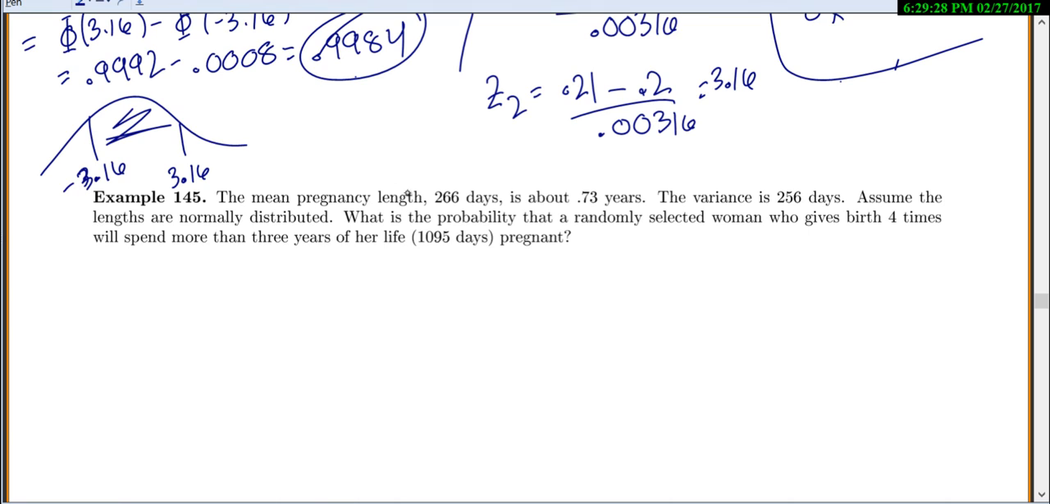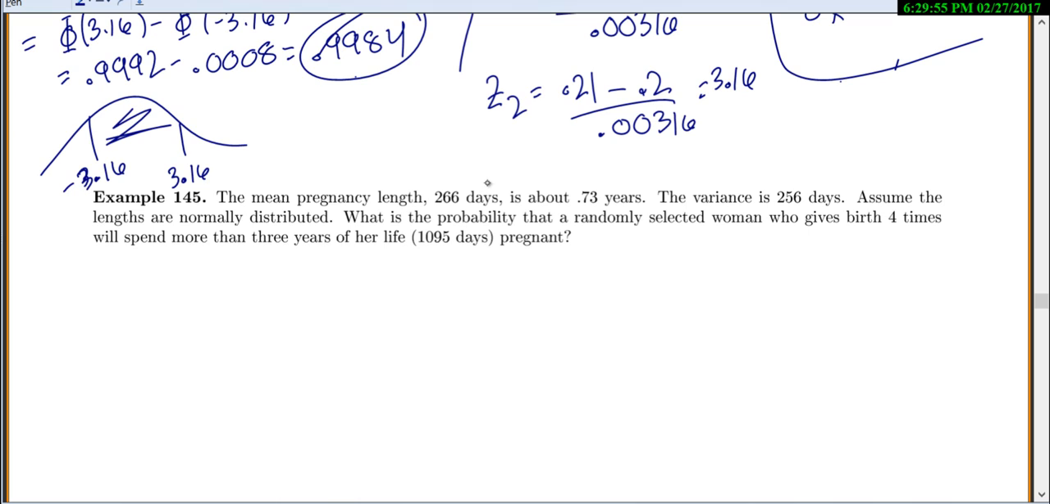So our next example, the mean pregnancy length of 266 days is about 0.73 years. The variance is 256 days. Let's assume that our lengths are normally distributed. What's the probability that a randomly selected woman who gives birth 4 times will spend more than 3 years of her life pregnant? And 3 years is 1,095 days.